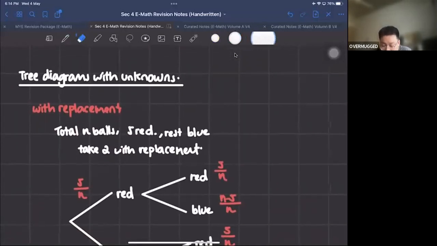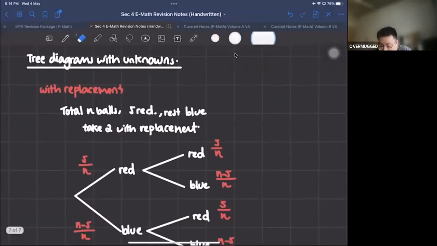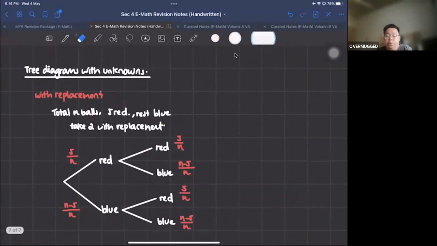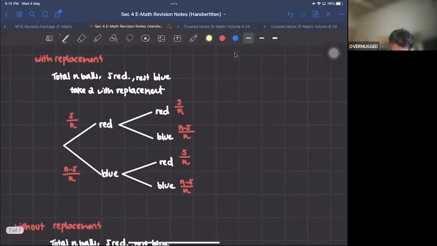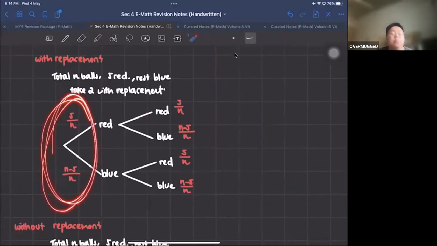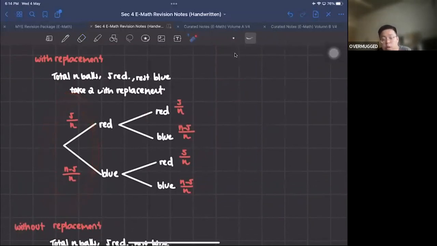Tree diagram with unknowns. So remember this. Whenever we are dealing with a tree diagram, a few important things to take note. Number one, the branches here. These branches must add up to 1 because that is the full probability mark.